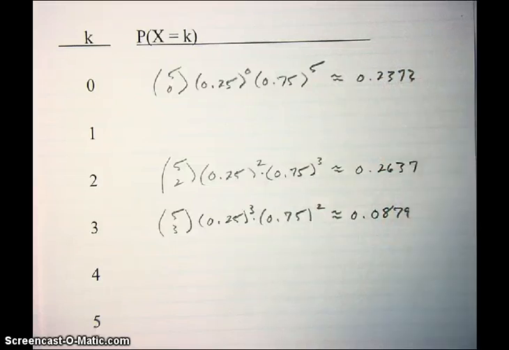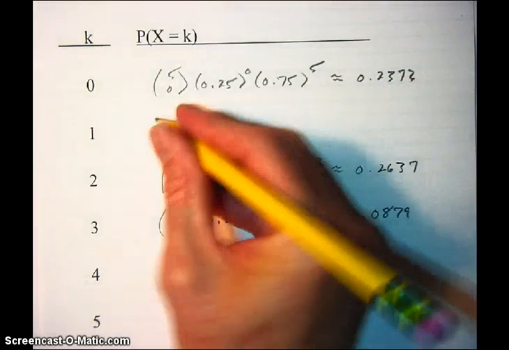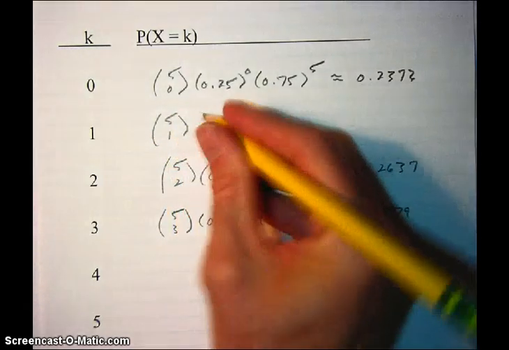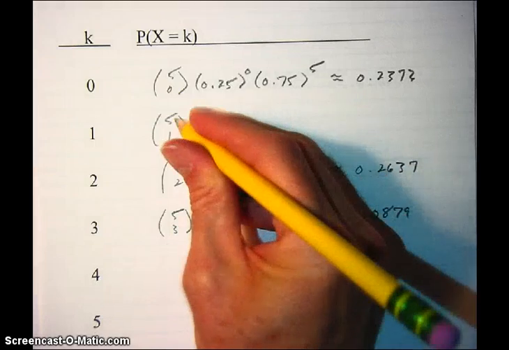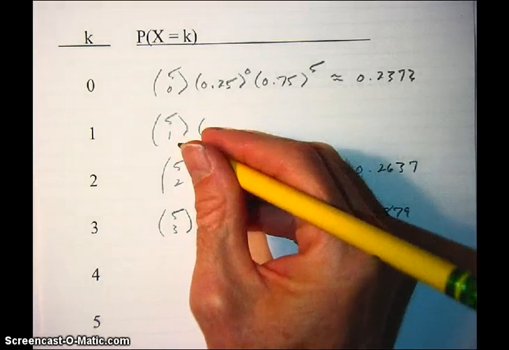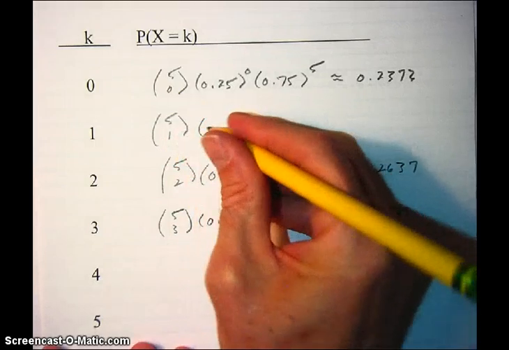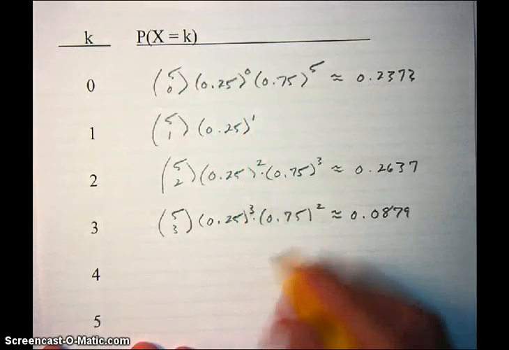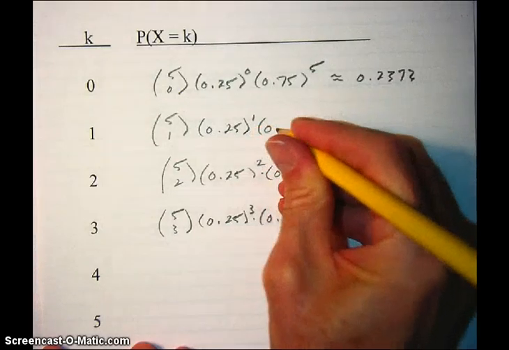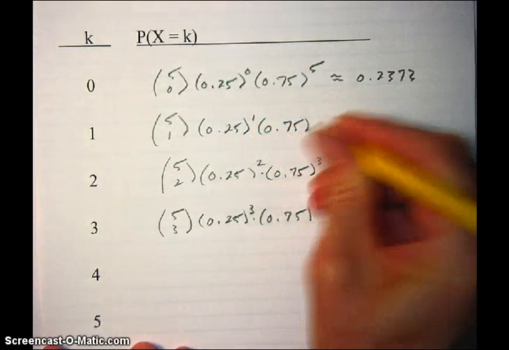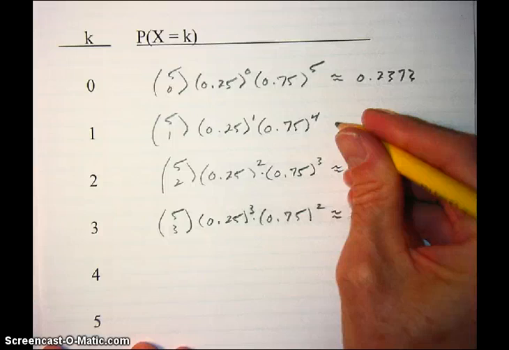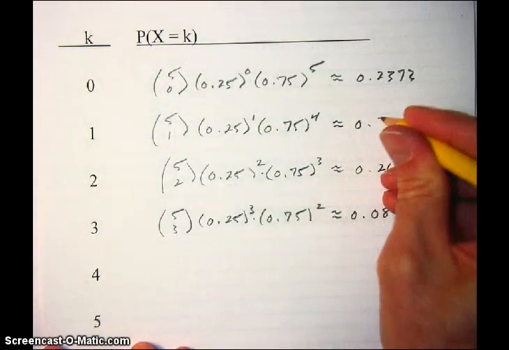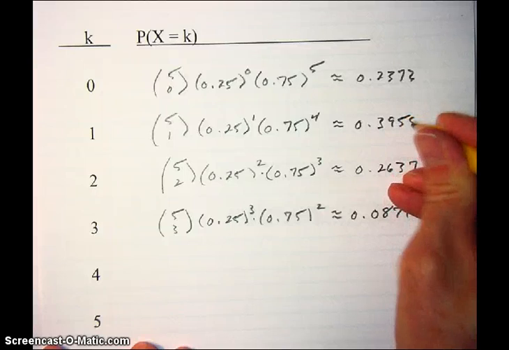And this will be approximately 0.2373. And the probability of getting one success, that is one 4 in our string of 5 rolls, would be 5 choose 1, because that success could happen in any of the 5 positions, times 0.25 to the 1st power, we have one success, and 0.75 to the 4th power, because we have 4 failures. And we multiply those together, and we get 0.3955.